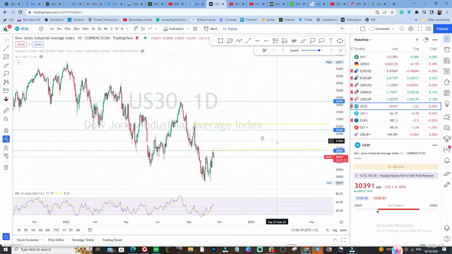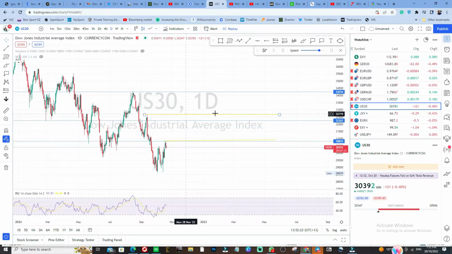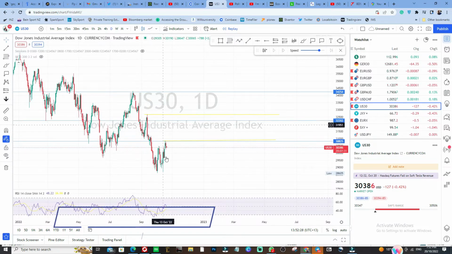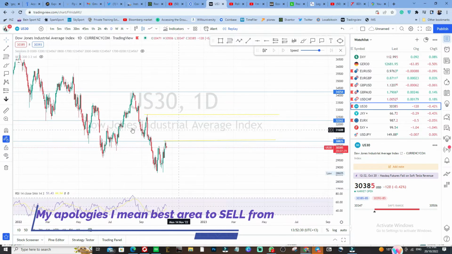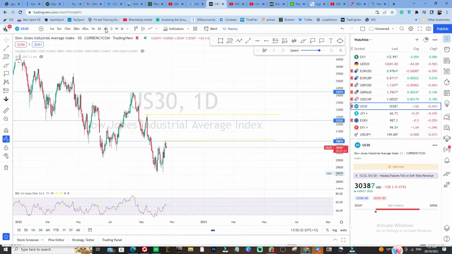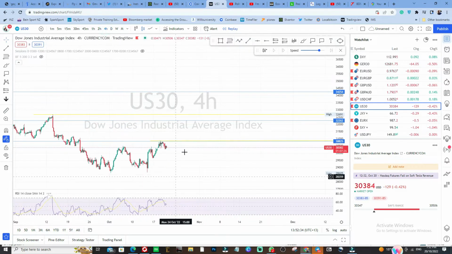So what I did was to mark this market with yellow lines. These are areas of the best, cheapest area to buy from. I marked that on a high time frame. Now I want to step down to see exactly what's going to happen around this area. This is the area I'm paying attention to.